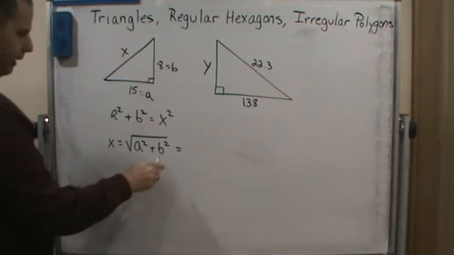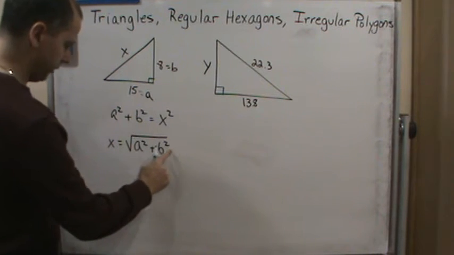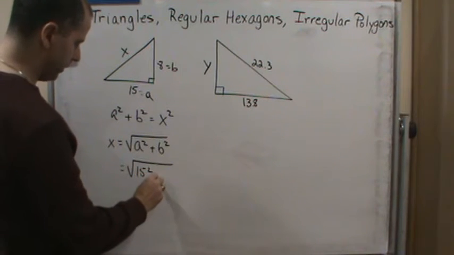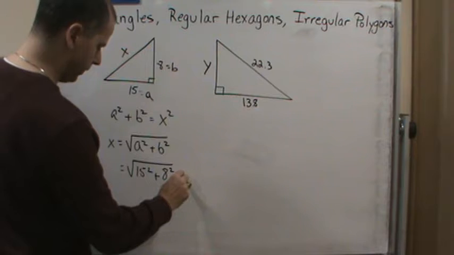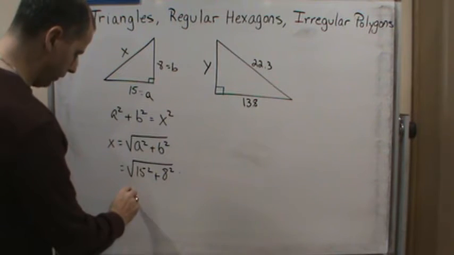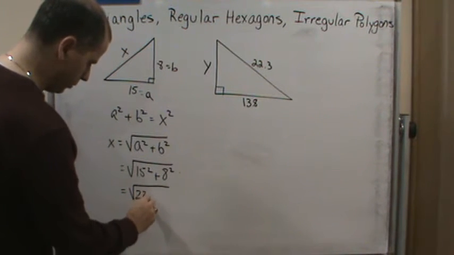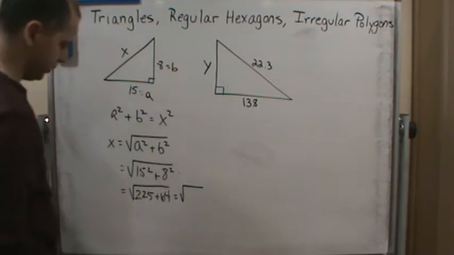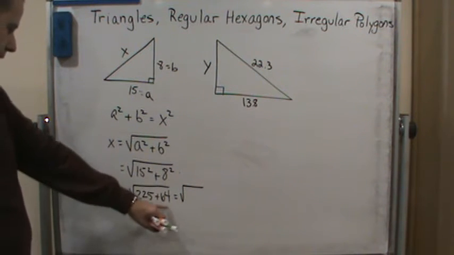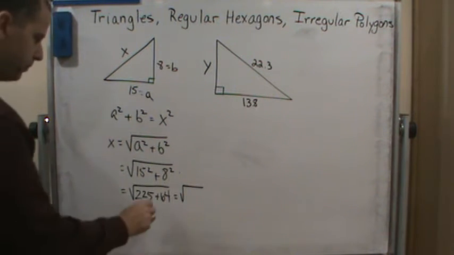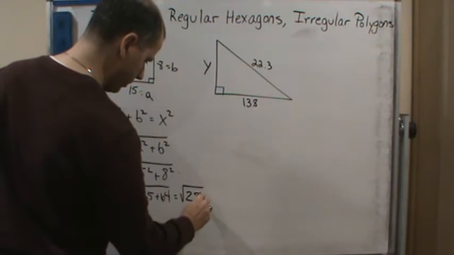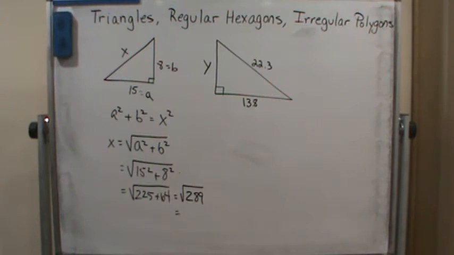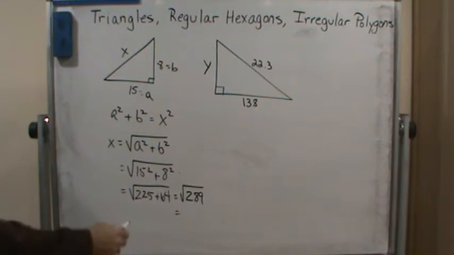Okay, so now I just have to plug and chug, right? So this is going to be the square root of 15 squared plus 8 squared. And of course, 15 squared is 225, so that's going to be 225 plus 64, which is going to equal the square root of what? So 225 plus 64 is 289. And what's the square root of 289? Well, that's going to be 17.